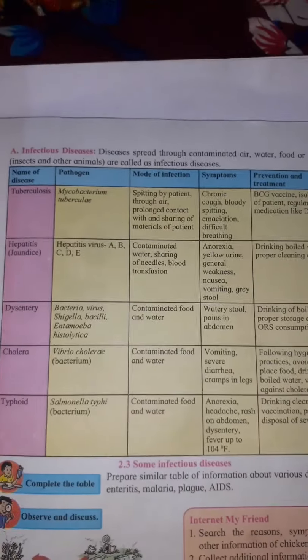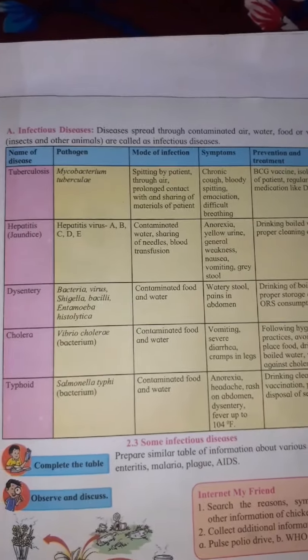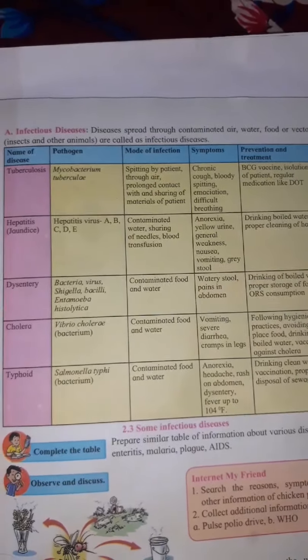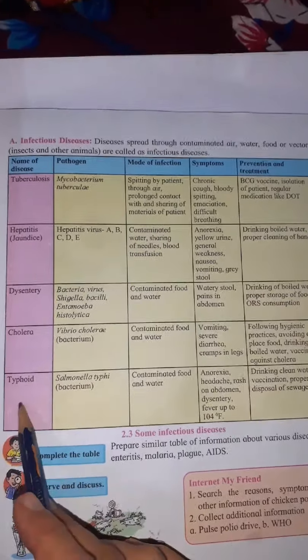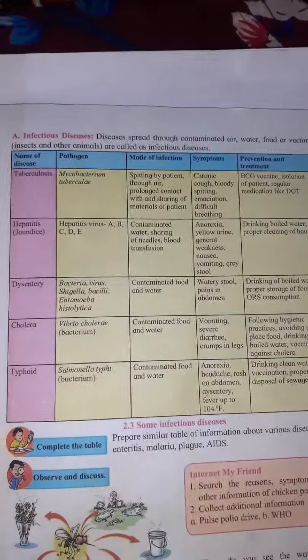From Standard 8th Science subject lesson number 2, Health and Disease. In the previous video we have seen the infectious diseases. We have seen some major types of infectious diseases, their mode of infection, symptoms, how to prevent them, and the pathogen that causes them.